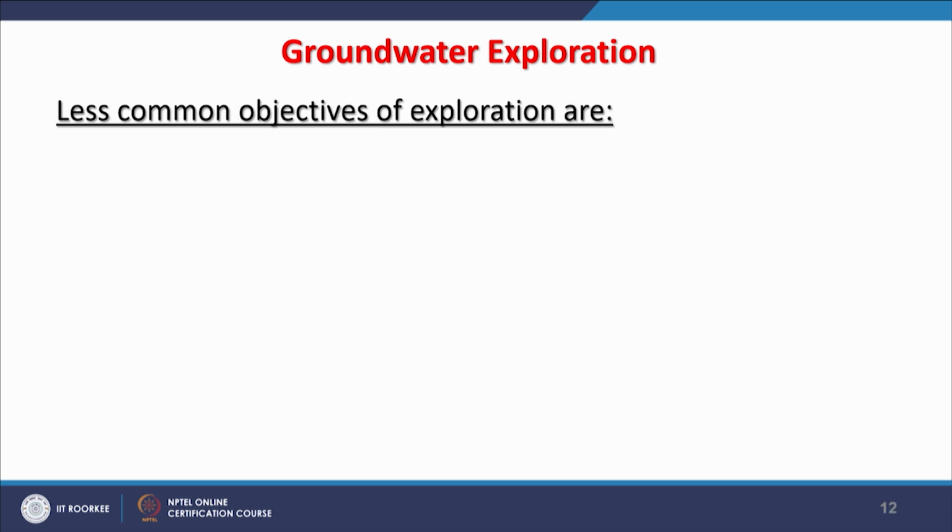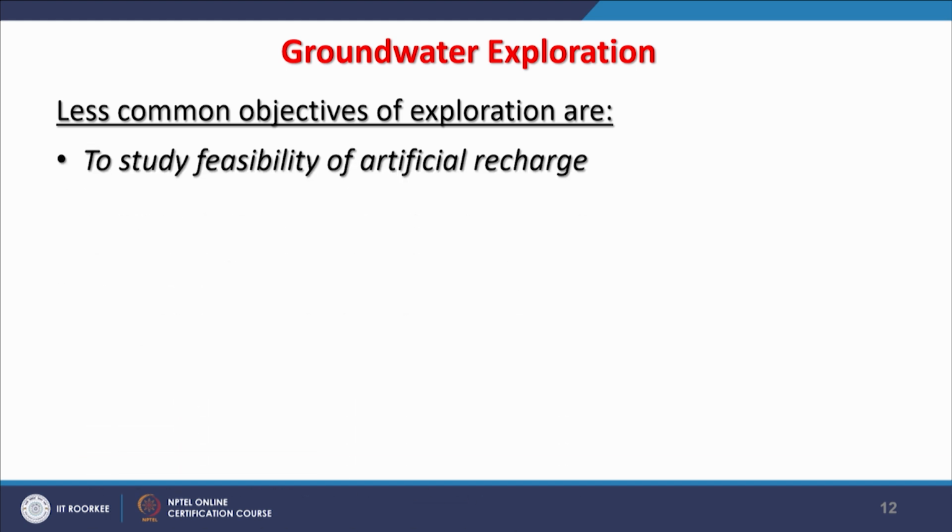However, there are some other objectives of groundwater exploration, which are to study the feasibility of artificial recharge. This is another important thing which is now getting more focus, how to recharge our aquifers so that they can provide water all the time. Artificial recharge is generally done during the rainy season, monsoon time. So, that is also one of the objectives, but a less common objective.